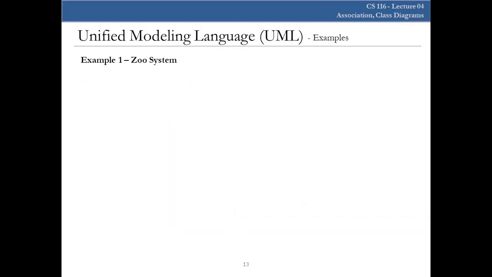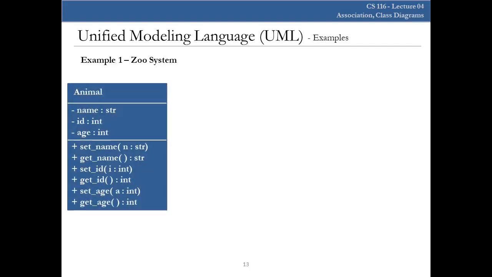Now let's see a couple of examples. We have been doing this before as well, but this time it's going to be a little more UML specific. So the first example is about a small zoo system. Let's see what it is.